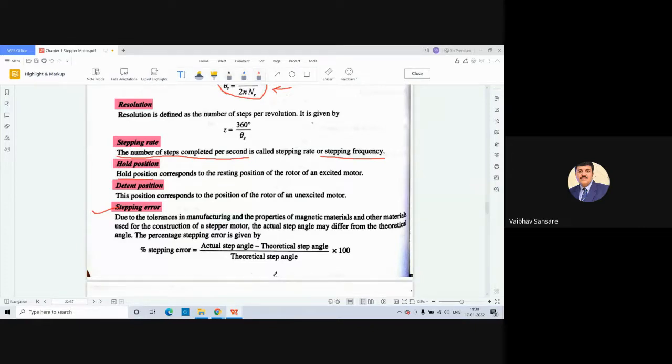Actual step angle is the angle by which the rotor of a motor displaces from its equilibrium position when we apply the pulse to the stator winding. And what is theoretical step angle? It is the calculated value of step angle. But there is always a certain difference between the actual step angle and theoretical step angle, and that difference is generally termed as stepping error. And we calculate percentage stepping error as actual step angle minus theoretical step angle, divided by theoretical step angle, into 100.